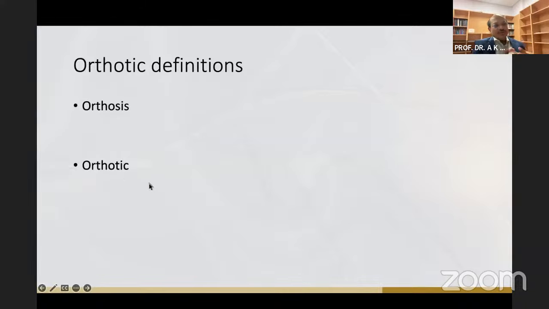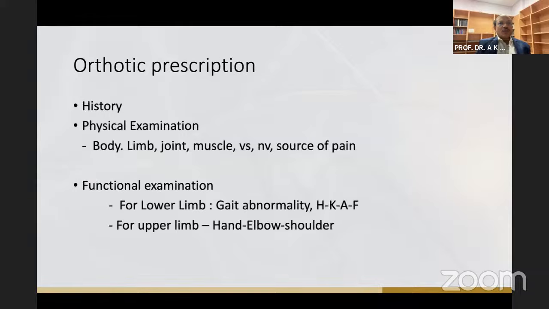Now, what is the orthotist? Basically, it is the person who produces or manufactures the orthosis. Now, orthotic prescription: how to prescribe the orthosis? Always we have to take the history and do a physical examination. Basically, we have to check the overall body control. Suppose there is a problem in the leg or the knee, but if the overall body control is not there, it is very difficult to control the orthosis for the knee or the leg also. So overall body function should be considered, not only centered on the leg.